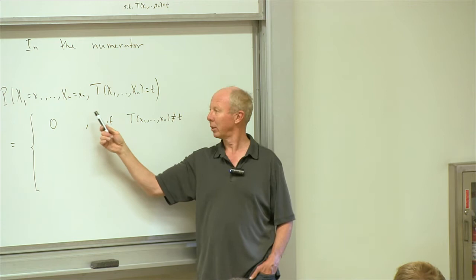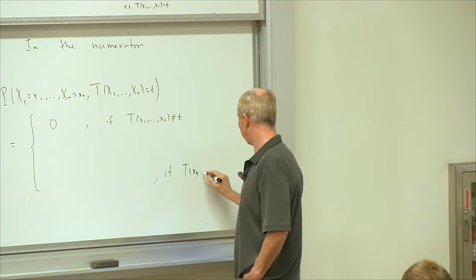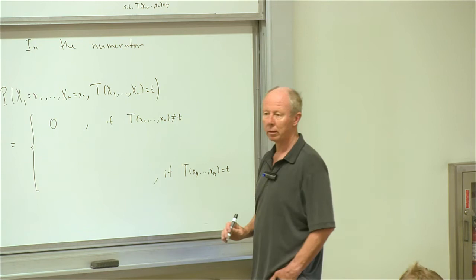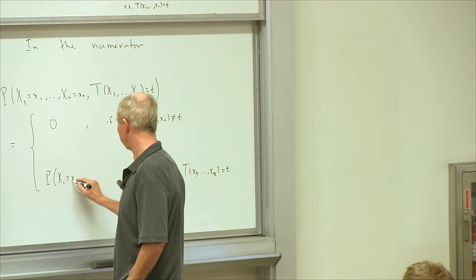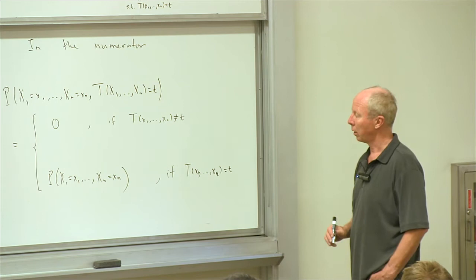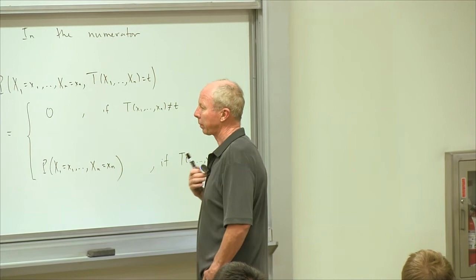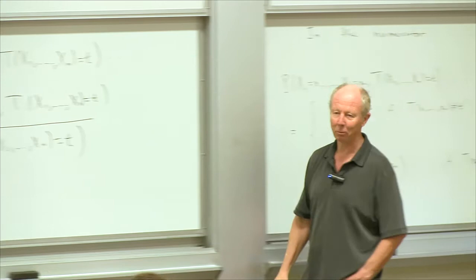And if T of x1 through little xn is t, then what's this probability equal to? This condition is redundant, so I don't have to write it even. Okay. So now let's consider when this is not little t, what's this probability? Zero. And does zero depend on theta? No. Okay, good. Zero is zero. It doesn't matter what theta is, zero is zero.